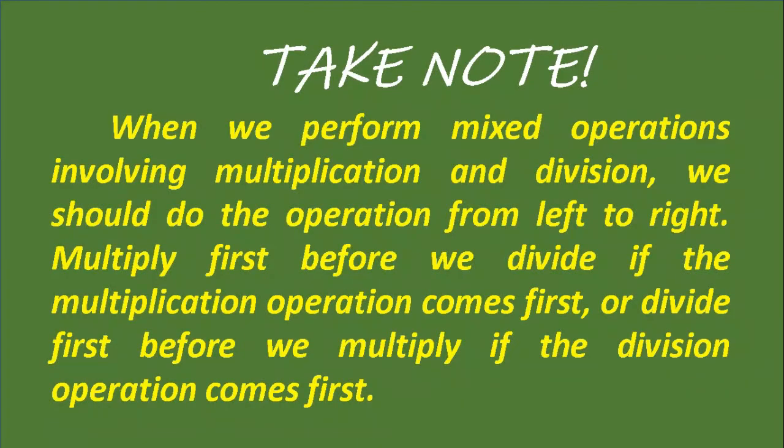Okay, when we perform mixed operations involving multiplication and division, we should do the operation from left to right. Multiply first before we divide if the multiplication operation comes first, or divide first before we multiply if the division operation comes first.